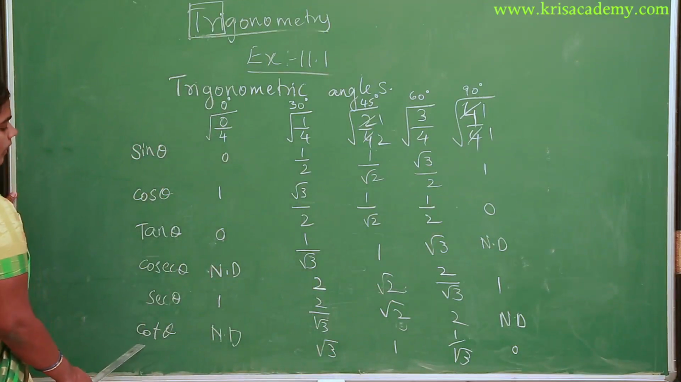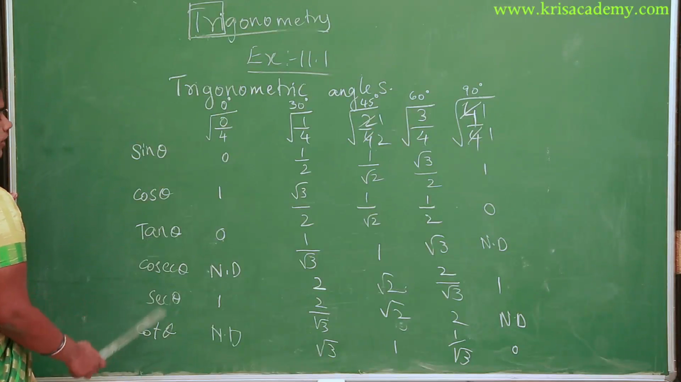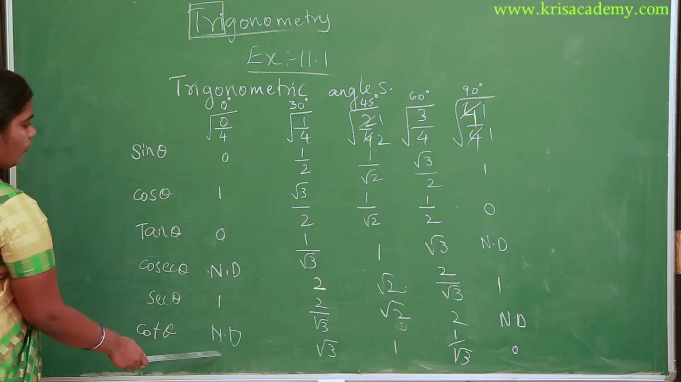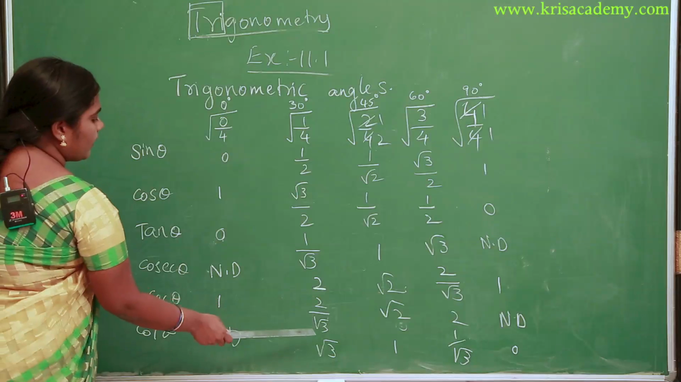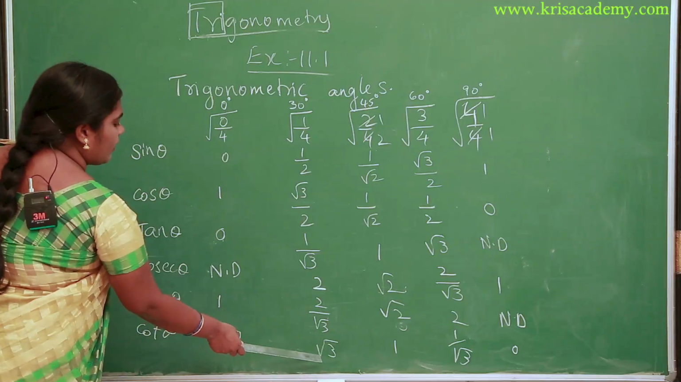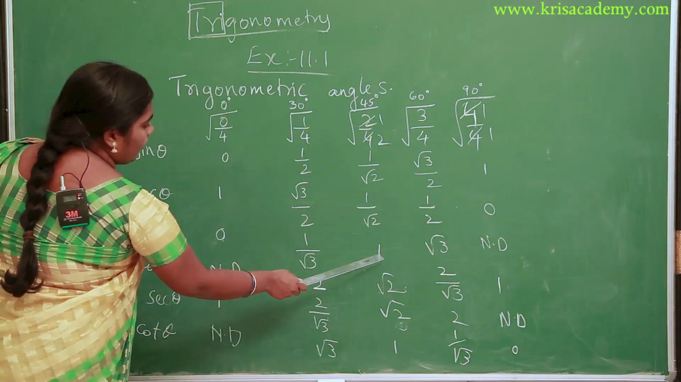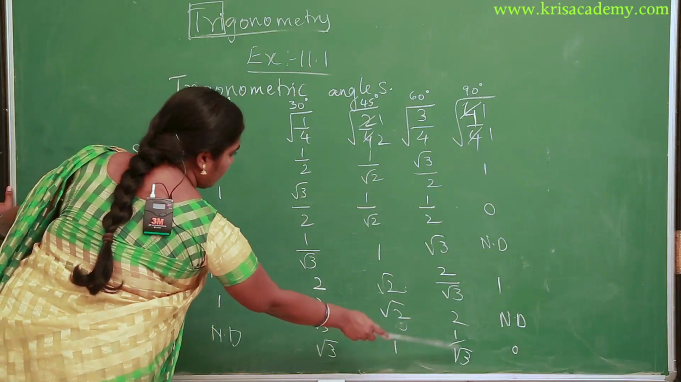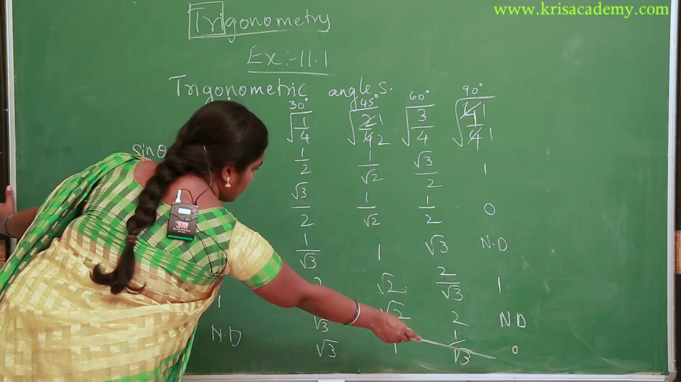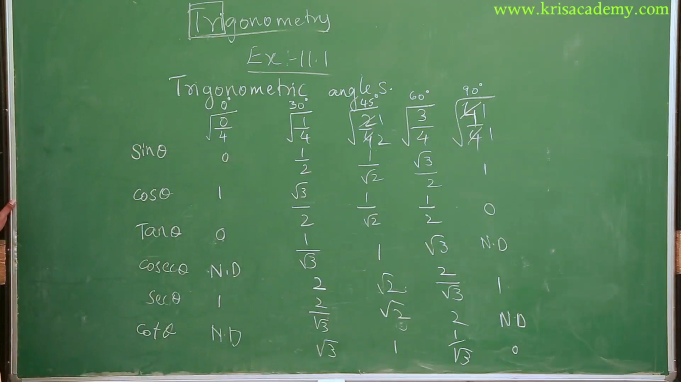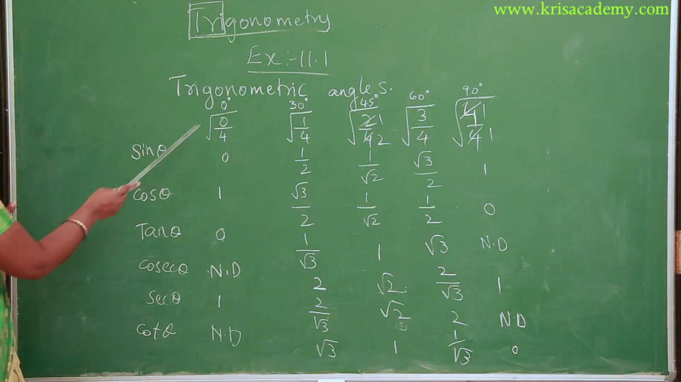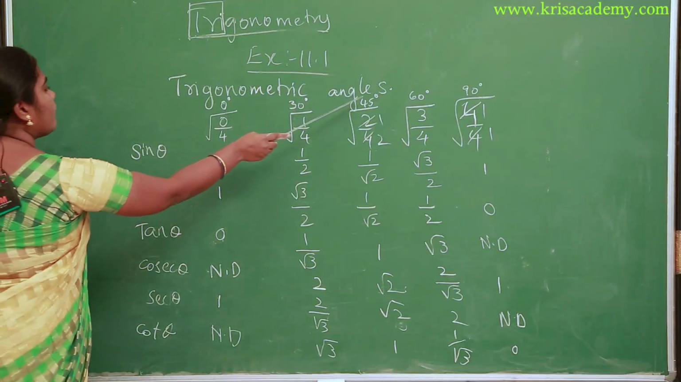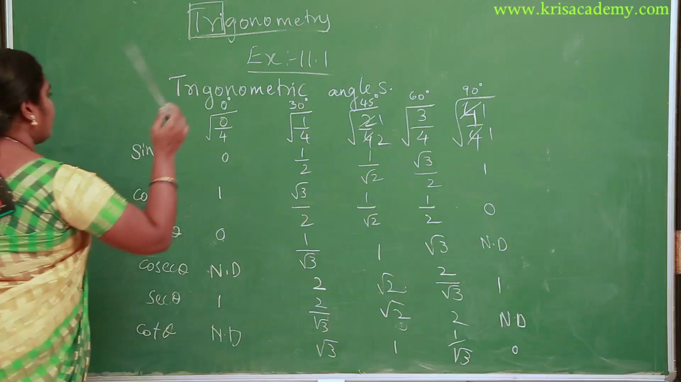So how will you get cot theta? The reciprocal of tan is cot. 1 by 0 is not defined. 1 by root 3 will become root 3 by 1, so with denominator 1, it is root 3. Tan 45, 1 by 1 is 1. Root 3 will become 1 by root 3. So not defined will become 0. These are the trigonometric values: sine, cos, tan, cosecant, secant and cot for the angles 0 degrees, 30, 45, 60 and 90.